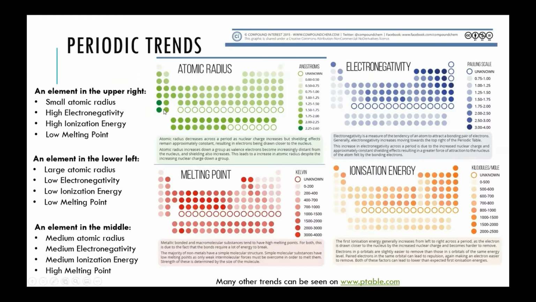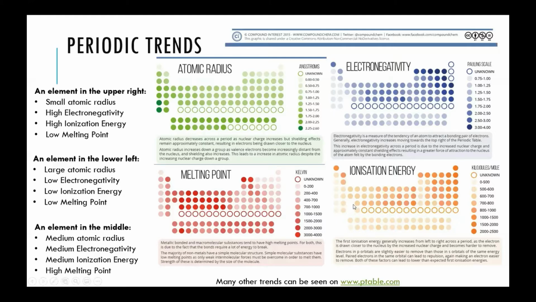In the lower left has a high atomic radius, and in the upper right has a small atomic radius. The overall trend goes from large to small as you move up and to the right. Electronegativity has the opposite trend. Things that are in the upper right are very electronegative, while things in the lower left are very not electronegative. The trend moves from upper right to lower left.